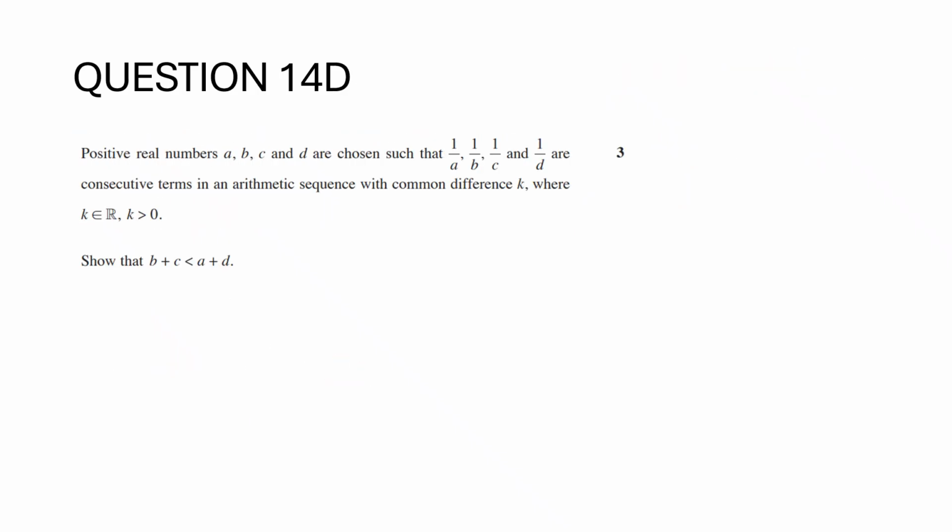14d. Positive real numbers a, b, c, and d are chosen such that 1 on a, 1 on b, 1 on c, and 1 on d are consecutive terms in an arithmetic sequence with common difference k. K is a real number, k is greater than 0. Show that b plus c is less than a plus d. So we are required to prove that b plus c, take away a, take away d, is less than 0.